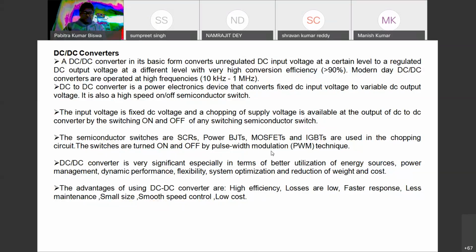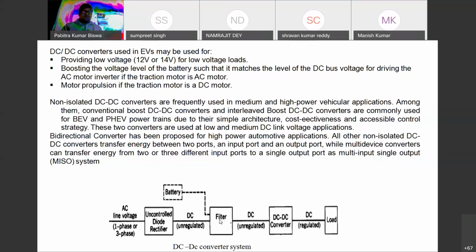The advantages of a DC to DC converter are high efficiency, low losses, faster response, less maintenance, small size, speed control, and low cost. That is why nowadays DC to DC converters are mainly used, most of all for electric vehicle systems. DC to DC converters may be used for these three conditions also.